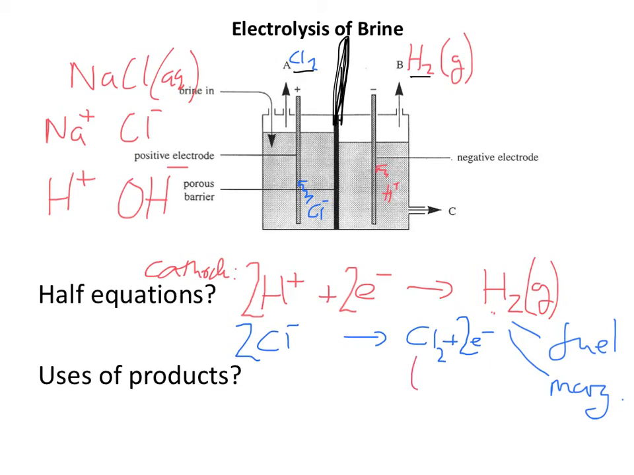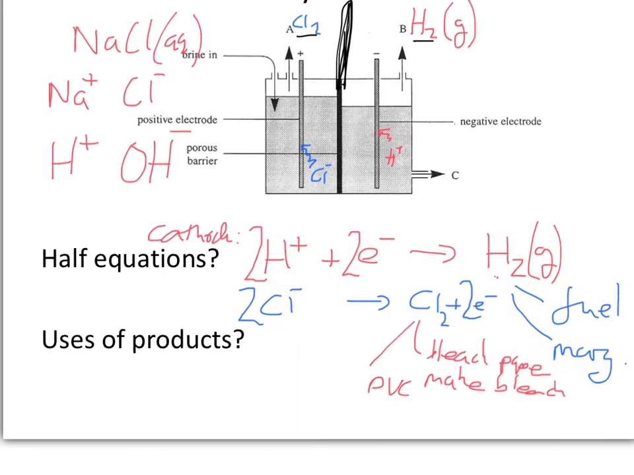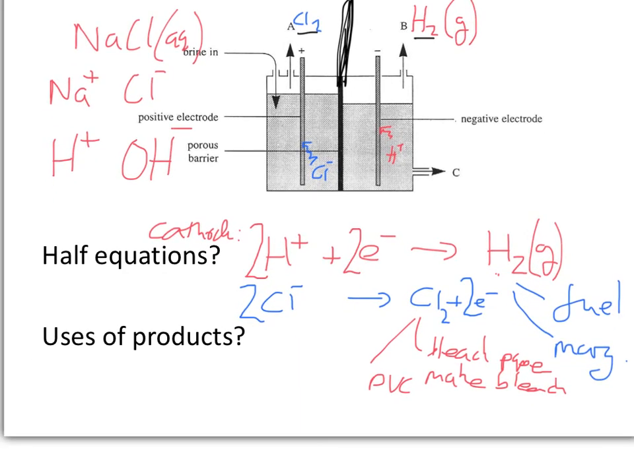We can use chlorine to bleach paper. We can turn it into bleach, so we can make bleach with it. Okay, and we can also make PVC with the chlorine. So, these are 2 of our products, the chlorine and the hydrogen.